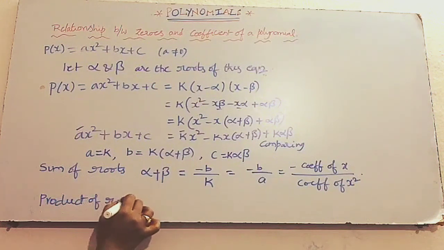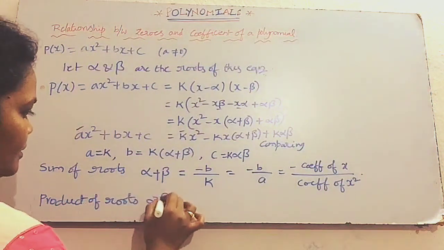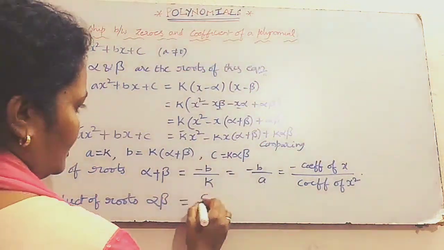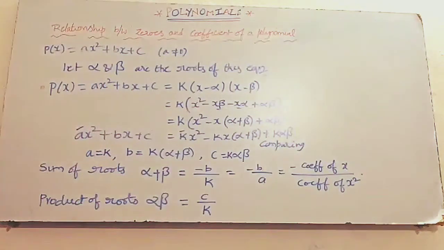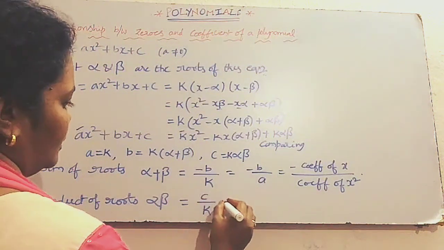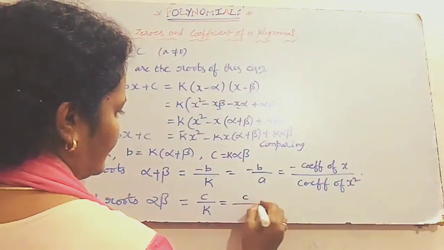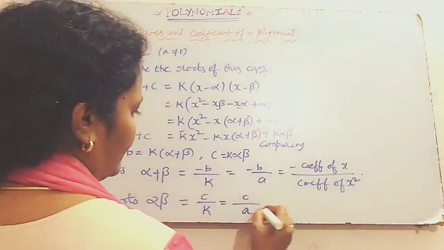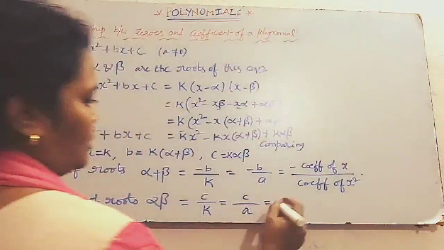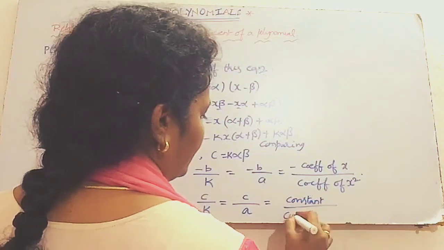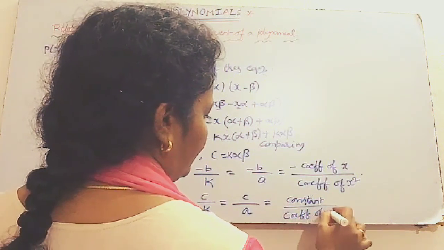And next similarly, product of roots. That means alpha beta. Alpha beta equal to c by k. So c by k. C means c only, constant. K means a. So that equal to constant by coefficient of x square.